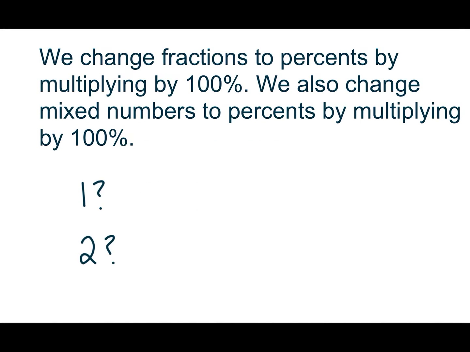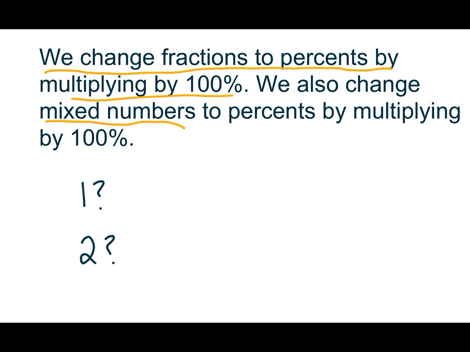The first thing we want to talk about is our axiom. We have been changing fractions to percents by simply multiplying by 100%. We can do the same thing for mixed numbers. We're just going to multiply mixed numbers by 100% in order to change them to percents.